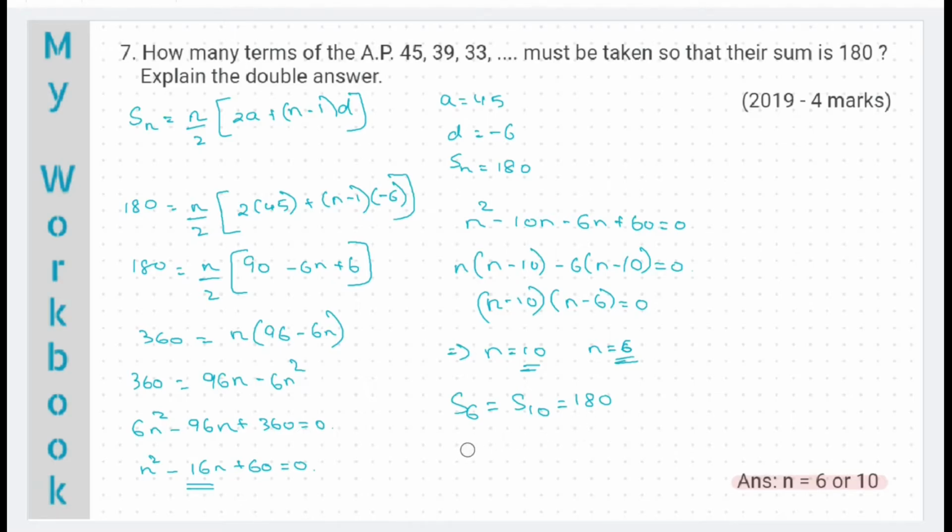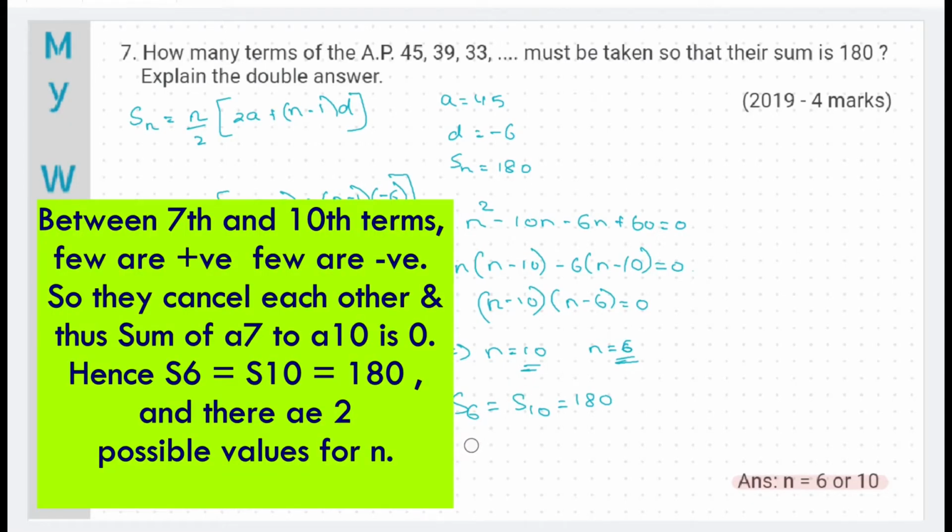This shows that the sum of the terms between the 7th and the 10th position is 0. Since the difference is negative, minus 6, the terms between the 7th and the 10th position will be negative, and the positive and the negative terms will cancel out each other. So the sum of the terms between the 7th and the 10th position is 0. That is why we get two values for n as the answer.